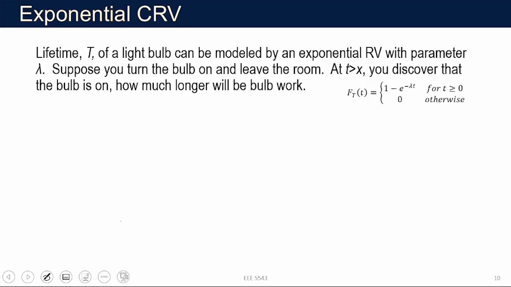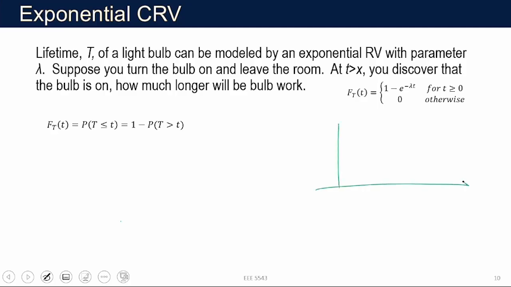So once again, let's start with the cumulative distribution function, except in this case, let's actually look at the complement of the cumulative distribution function, because we're interested in what is the probability that our lifetime is greater than some value, because we know that at time x, it is still on. That means the expected value that we're looking for is for time greater than x. So now we can look at this problem.